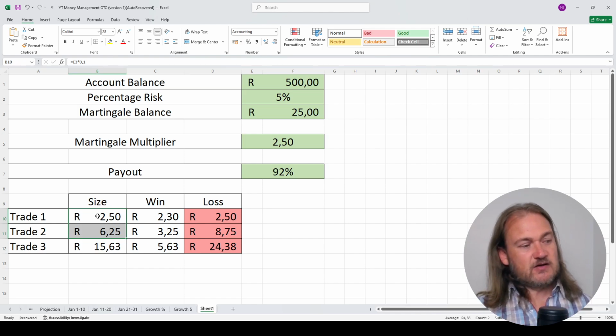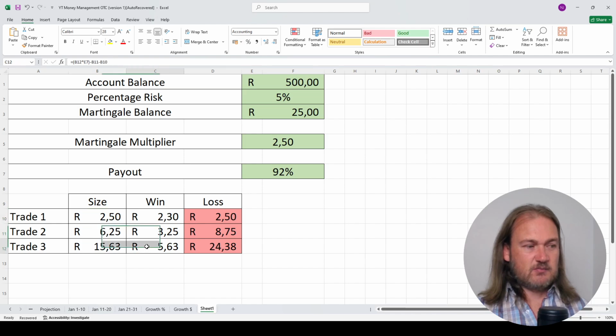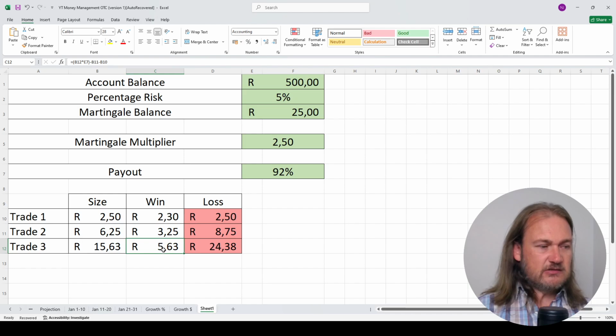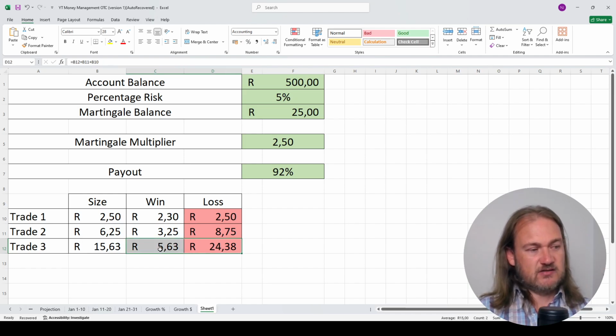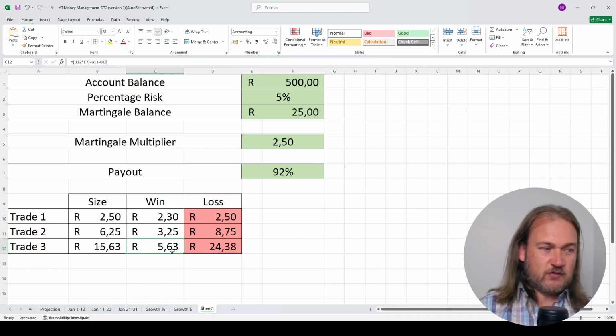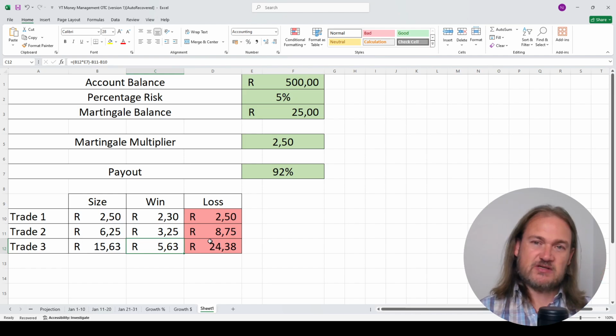Okay, so if I do a third Martingale and that wins, my account will actually grow by that amount, and not by whatever the payout of this account is. It will only grow by this amount. And the reason I don't like Martingale is clear in this area here. If I get the third one wrong, I've risked $24.38 for a profit of $5.63. So if you calculate that back, that's almost just over a 20% payout.